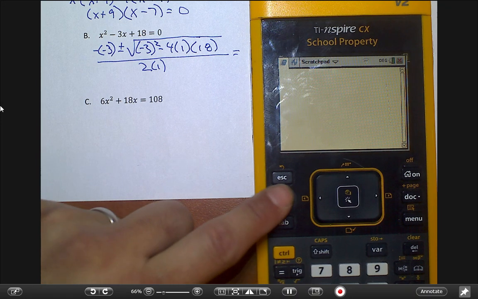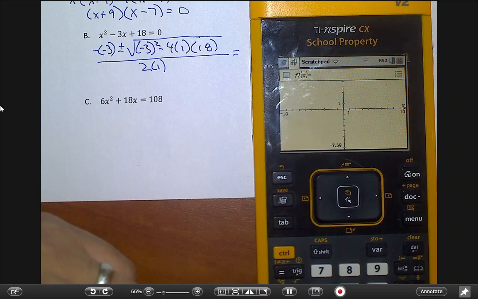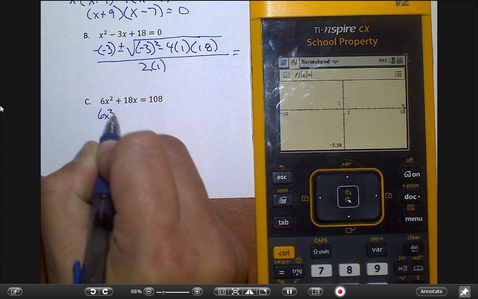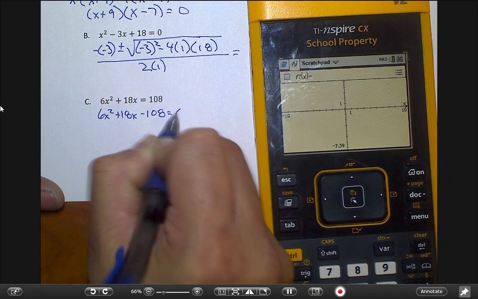All right, so I cleared it. I'm here. I put it in. But now, there's something wrong here on this one. What do I have to fix before I could enter in the calculator? Yeah, minus 108. I have to subtract 108 because it's got to be equal to 0, especially if I'm putting it in the calculator. So it's going to be 6x squared plus 18x minus 108 equals 0.